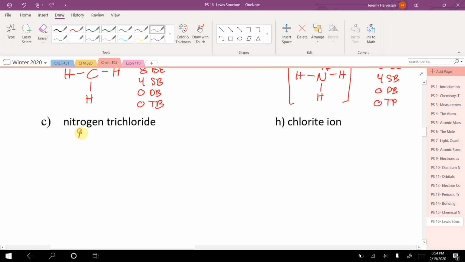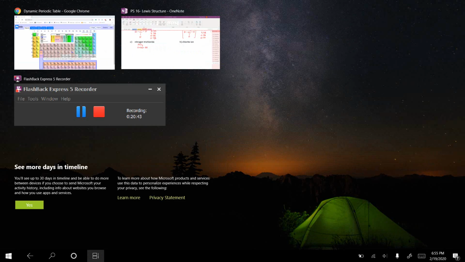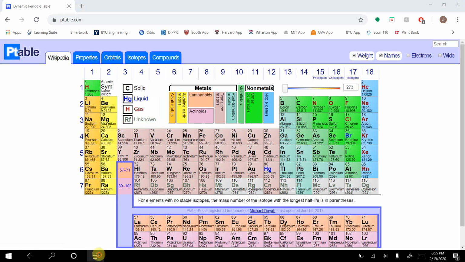All right, nitrogen trichloride, NCl3. All right, so I'm going to count them up. 5 plus 7 times 3 gives me 26. I'll put the least electronegative in the middle. And look here, nitrogen is less electronegative than chlorine, I believe.